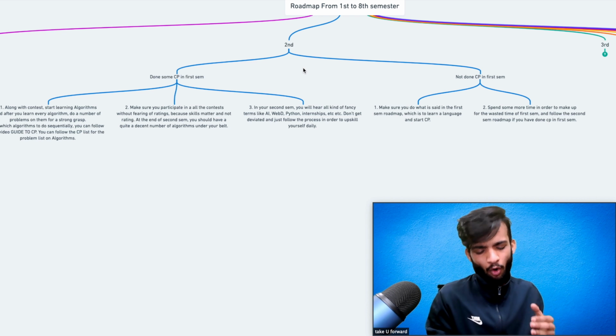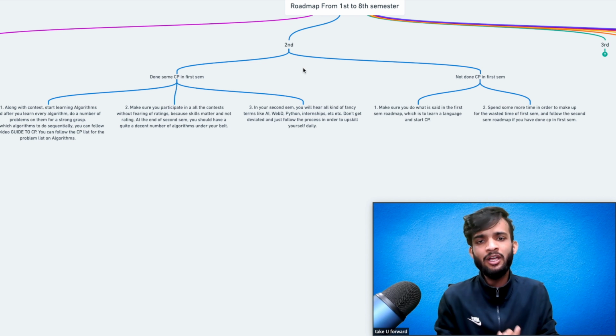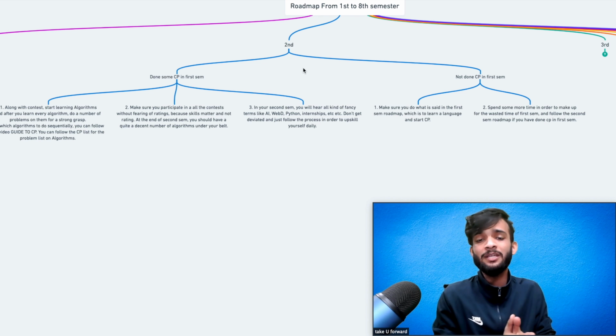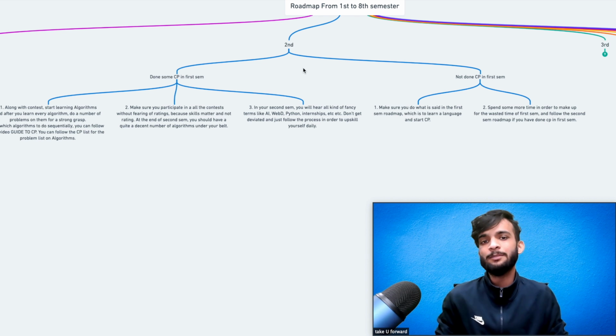Because if you also want to succeed in dev at a much higher level, your programming has to be up to the mark. So that's what you're going to do in second sem if you have done CP in your first sem. Now, what if you haven't done CP in your first sem?